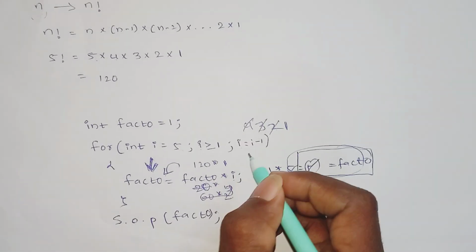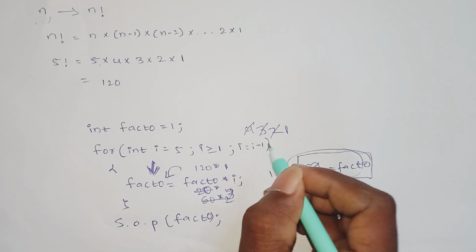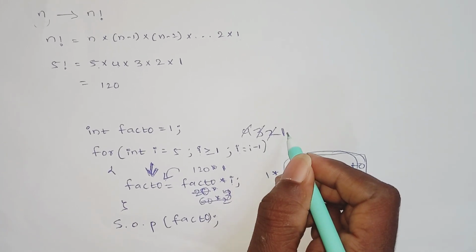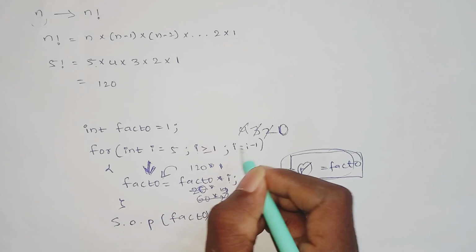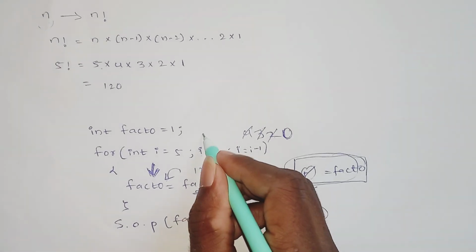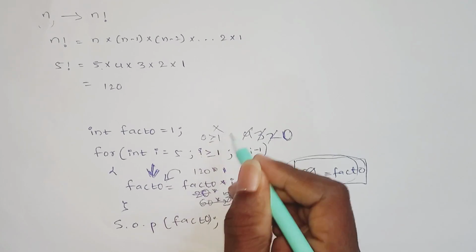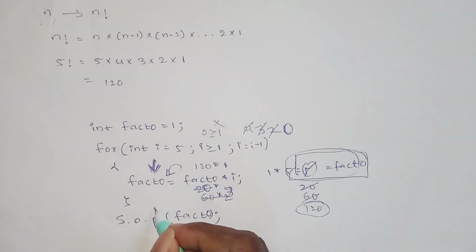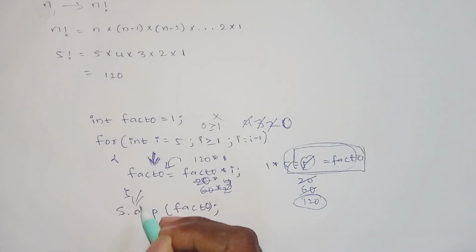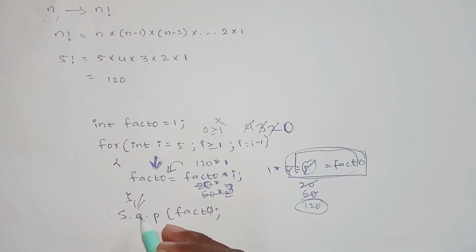So here i gets reduced by 1 again. So initially we have i equals 1. Now i minus 1 is 1 minus 1. So it becomes 0. It checks for the condition i greater than or equal to 1, that is 0 greater than or equal to 1. Condition is false. So as the condition becomes false, it comes out of the loop.